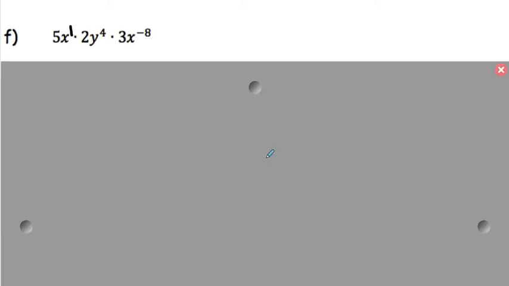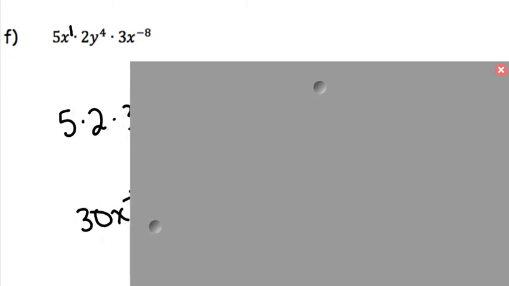All right, here's another one. Again, I have this one done for you, so just follow along with me. Feel free to pause and rewind at any point. So first up, again, we are multiplying. So we'll multiply these numbers, 5 times 2 times 3, which is 30.